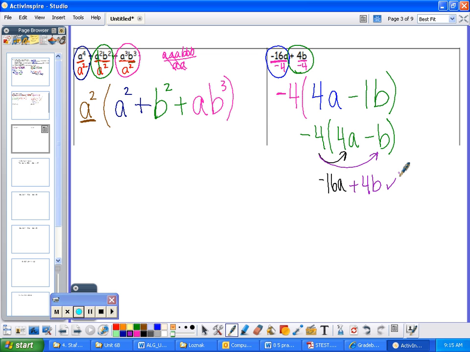In the next few slides, we're going to take this and instead of just using 2 or 3 terms, we're going to use 4 terms. Good luck and do your best.